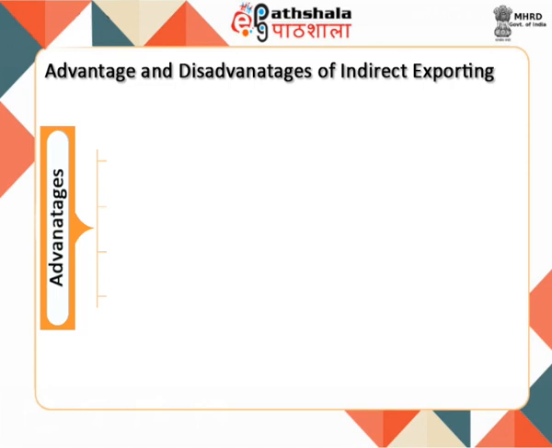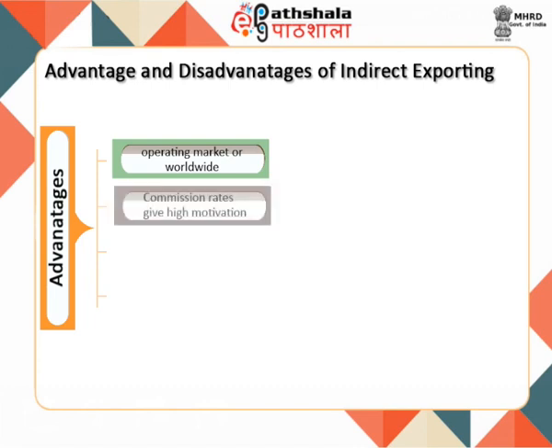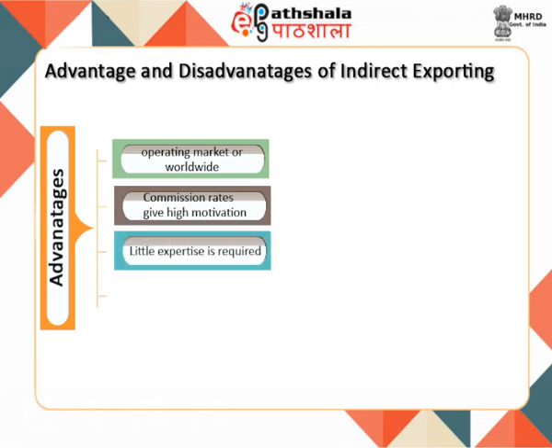Use of contracts can be made by exporters in the operating market or worldwide. Commission rates give high motivation to the agents, and this helps in getting their cooperation and can enter and capture the market soon. Little expertise is required by the exporter. Credit acceptance reduces the burden of the manufacturer.